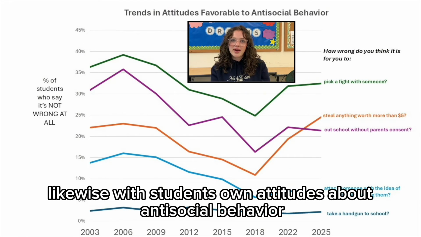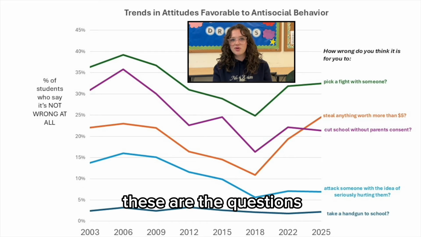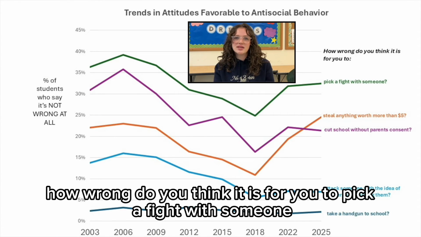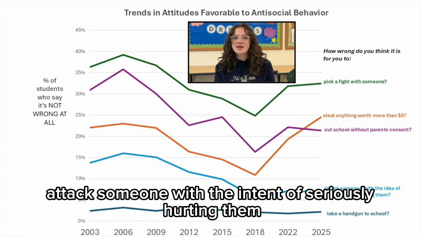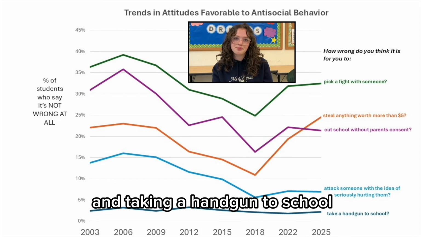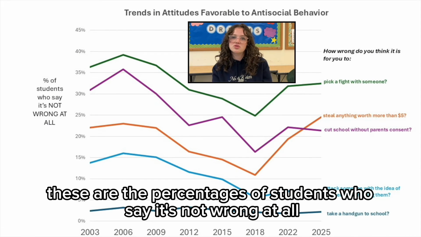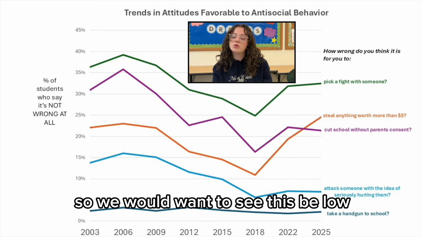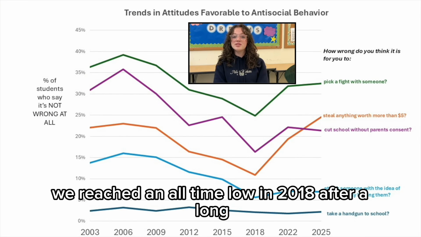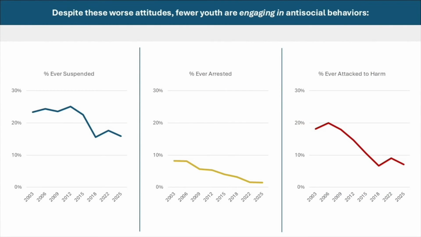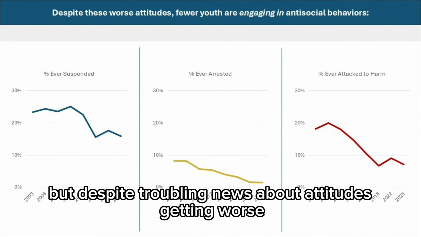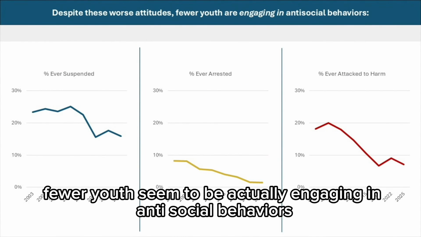Likewise, with students' own attitudes about antisocial behavior, these are the questions. How wrong do you think it is for you to pick a fight with someone, steal something, cut school, attack someone with the intent of seriously hurting them, and taking a handgun to school? And again, these are the percentages of students who say it's not wrong at all, so we would want to see this be low. We reached an all-time low in 2018 after a long, steady decline, but it has turned around considerably since then.